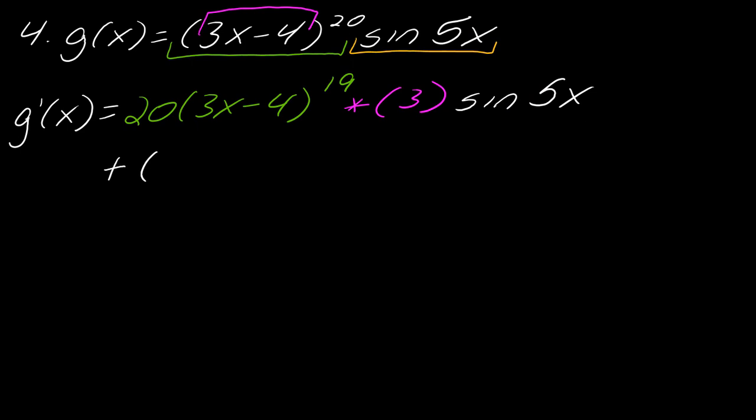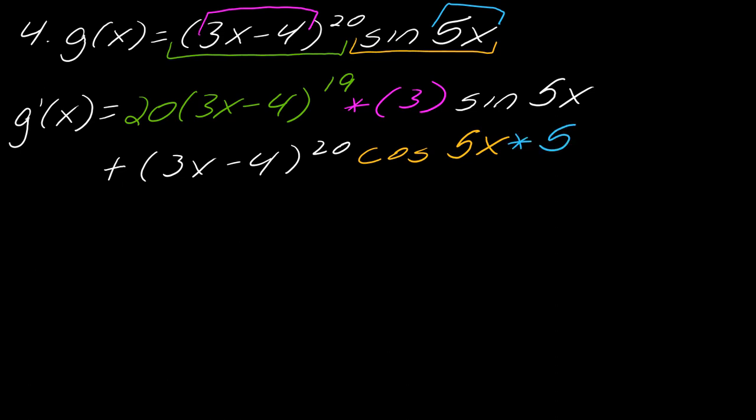Now I leave the first function intact, and I multiply that by the derivative of the second function. Once again, I need the chain rule here. The outer function is this sine function, and the inner function, I'll use blue here, would be this 5x. The derivative of sine is cosine, and I leave the inside function intact. Then I multiply that by the derivative of the inside function, which would just be 5.